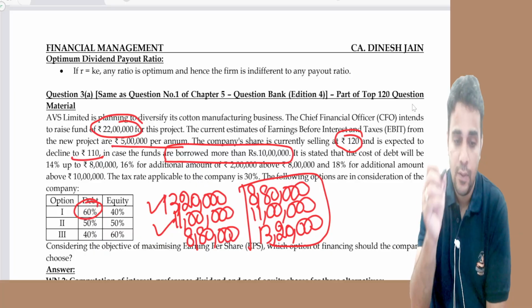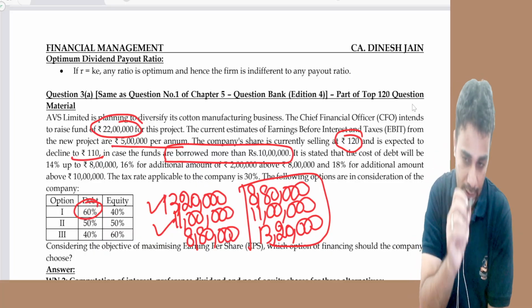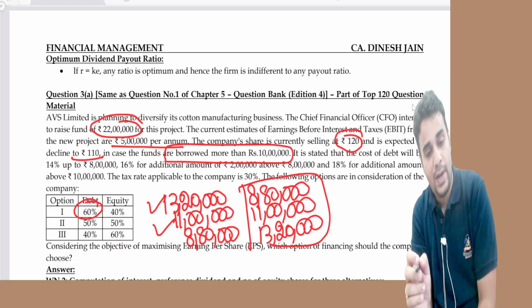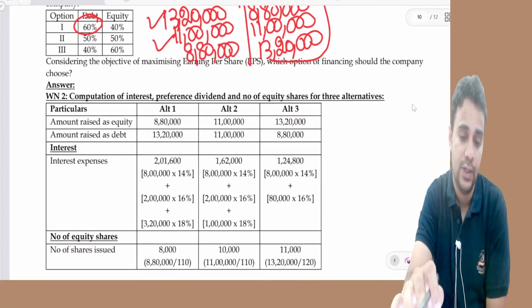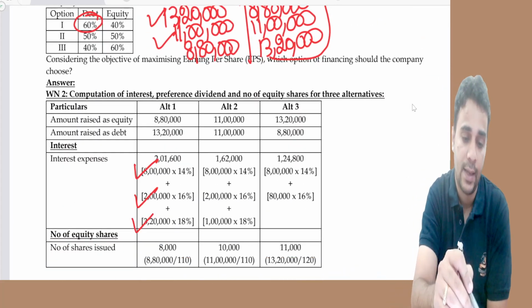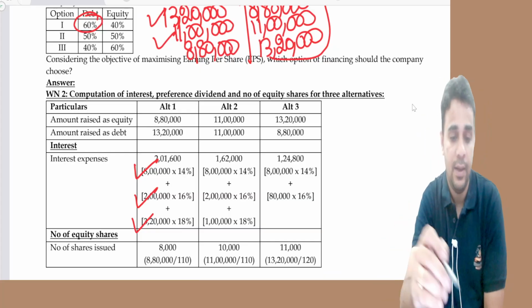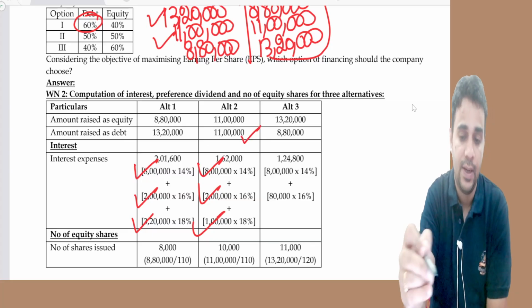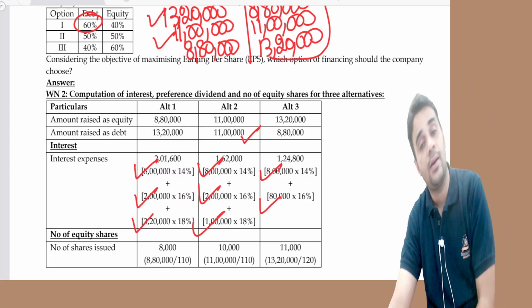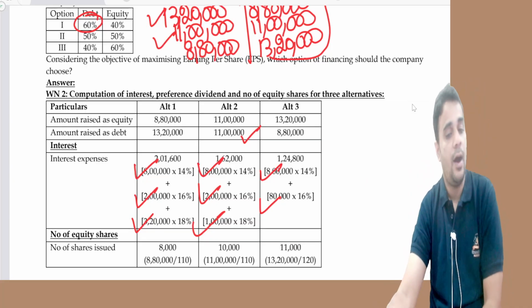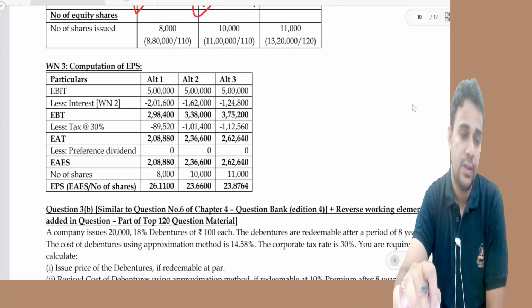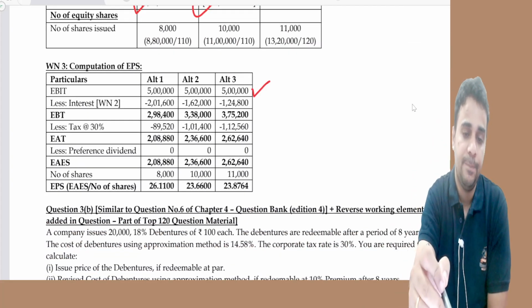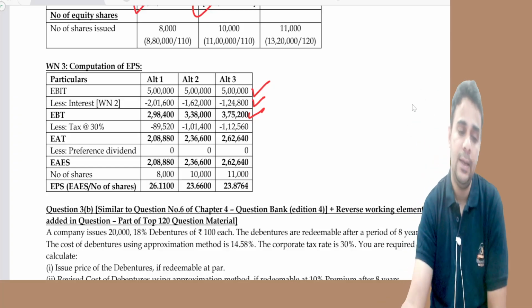Interest cost is first 8 lakhs into 14%. Next, if you take another 2 lakh, into 16%, and the balance at 18%. So interest cost will be calculated on 8 lakh, 2 lakh, 3 lakh 20 for 13 lakh 20; 8 lakh, 2 lakh, 1 lakh for 11 lakh; and 8 lakh and 80,000. This is how interest cost would be computed by us. After the interest is computed, the number of shares is computed, and you put it in the EBIT format. EBIT, interest is computed earlier. EBT, deduct tax, EAT, no preference dividend.